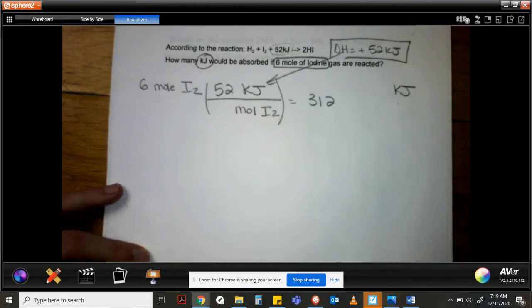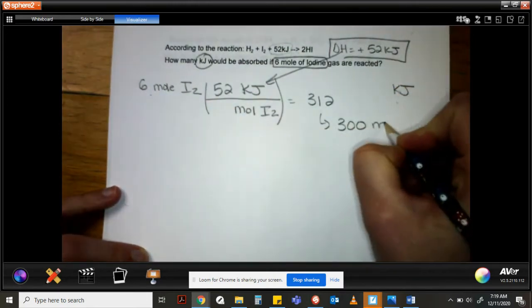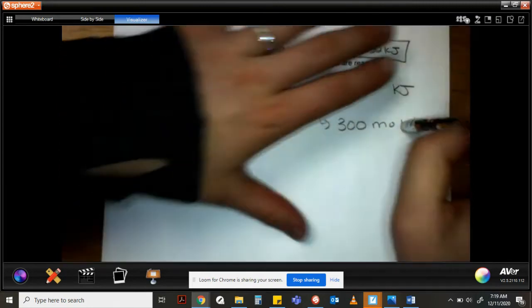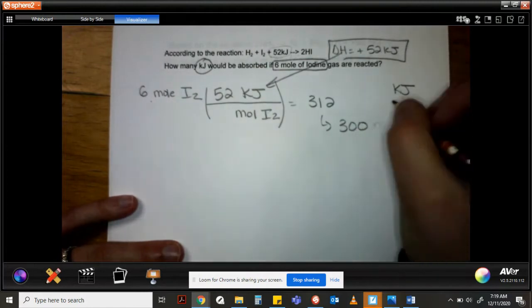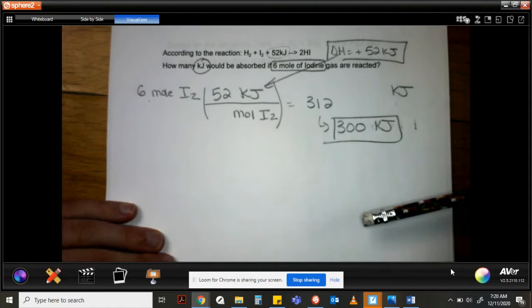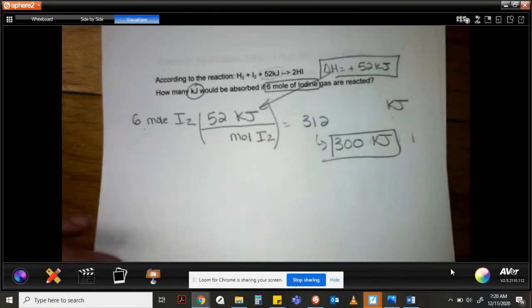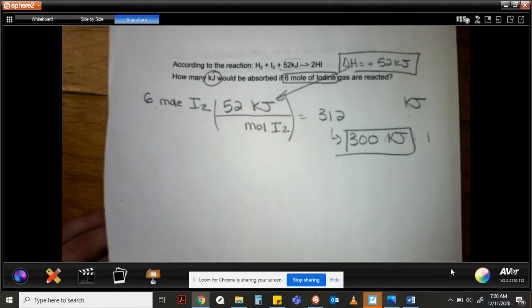And if we're looking at sig figs, we'd only have 1. So really, if we're being super specific, it would be 300 kilojoules. Okay, so again, you're writing down what I'm writing down. So if you need to pause the video, you're doing that right now.